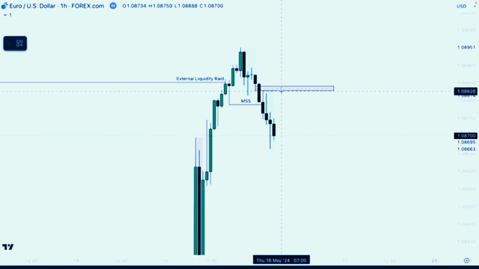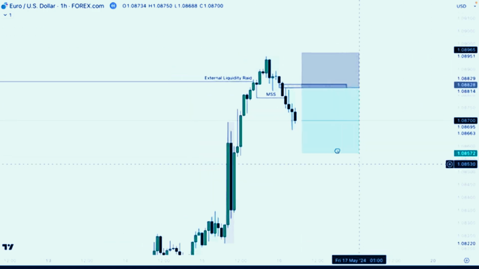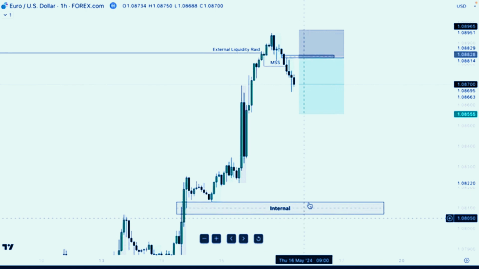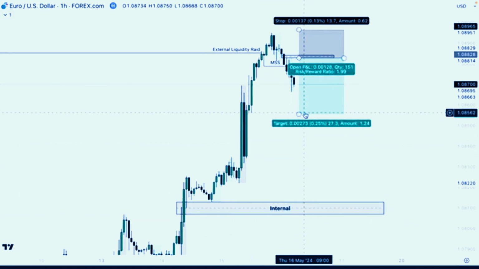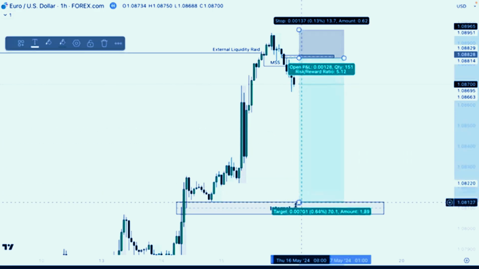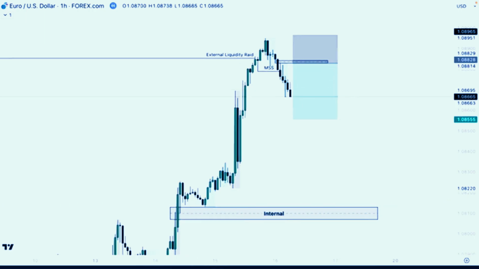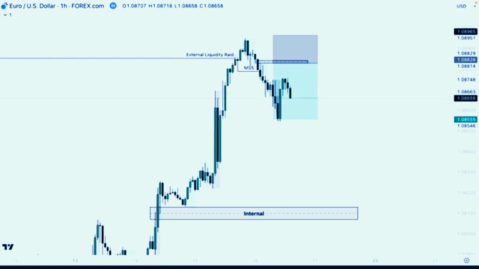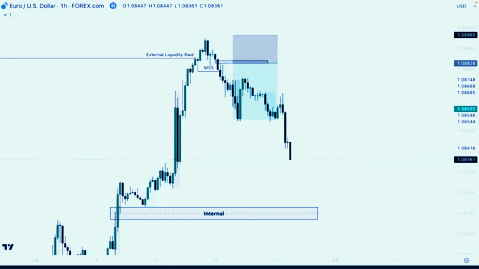So I can go ahead and place my sell limit order at the start of that gap, put my stops above the high, and I can simply target a 2 to 1. But because this internal range liquidity will be my long-term target, I can take partials as soon as we hit 2 to 1 and let the rest run all the way down to my internal range liquidity. So if you play this forward, we simply wait for price to tap into our order to see how the market behaves. Let's play it forward.